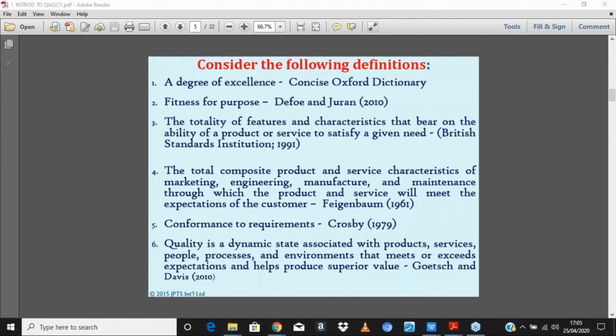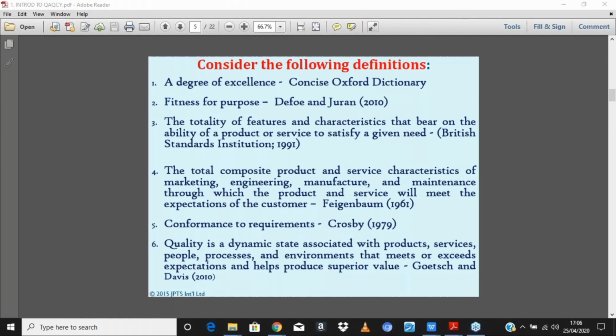Now, the first one we have here is a degree of excellence from the dictionary. Juran said it is fit for purpose, and the one that we are going to be adopting, which is the British standard, said it is the totality of features and characteristics that bear upon a product or service to satisfy a stated or given need. Then we also have definitions from people like Crosby, which says it's conformance to requirement or to standard. Then we have a definition from Gotch and Davis.